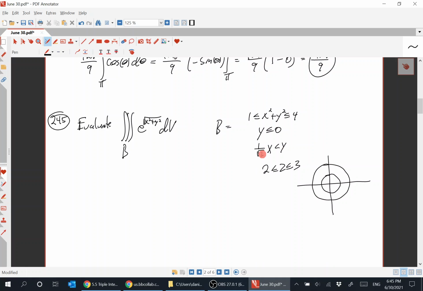The line y equals 1 over root 3 x. So this is the line y equals 1 over root 3 x. So y less than 0, x less than the line. So we're talking inside here.